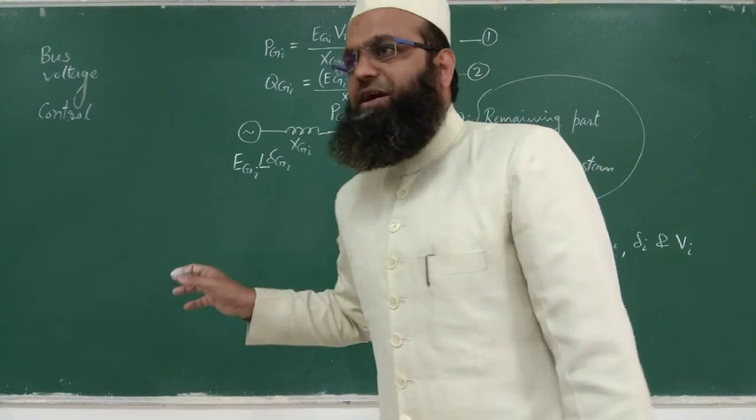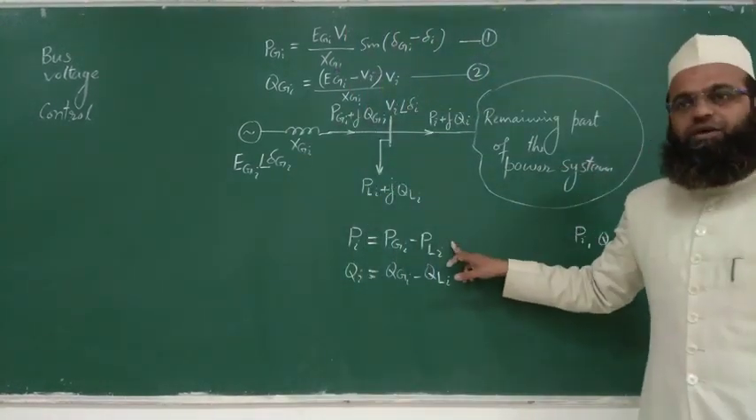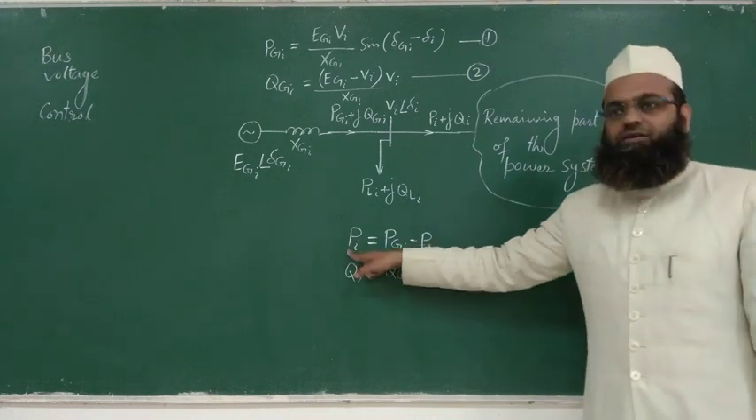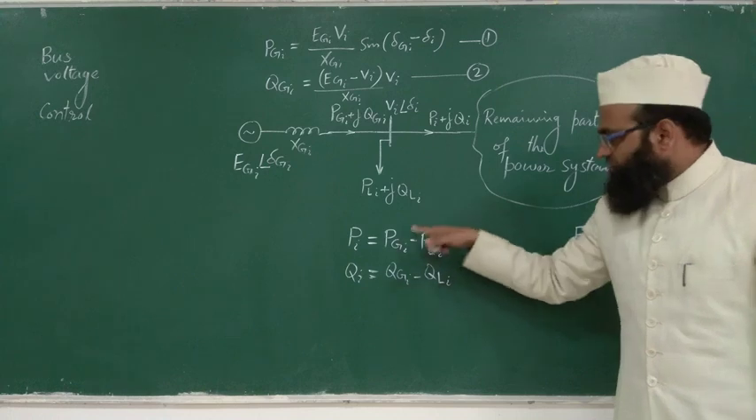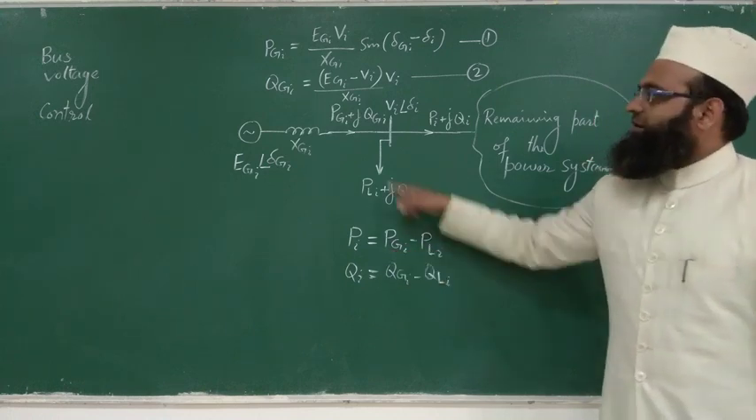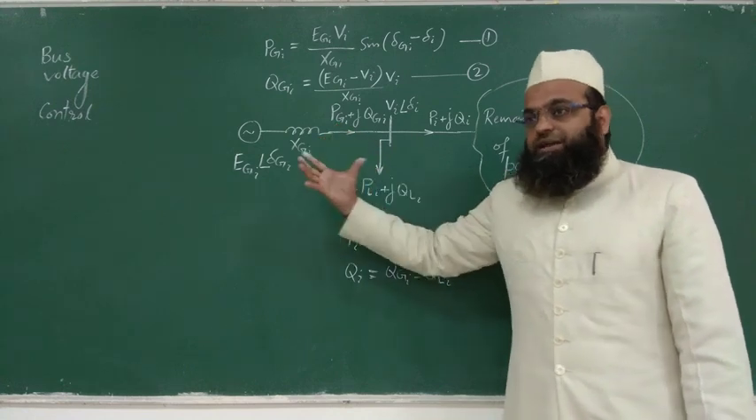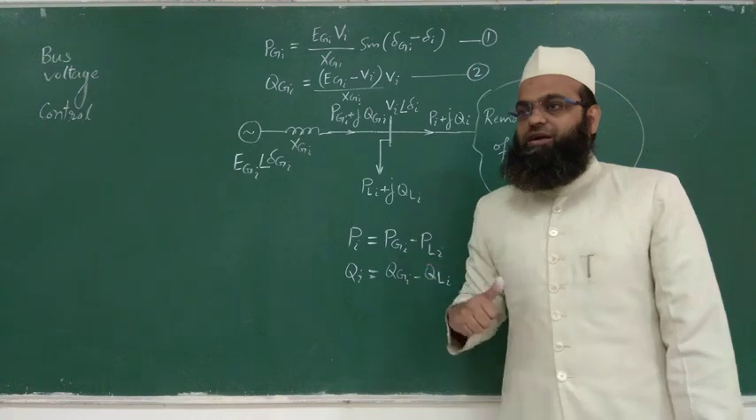You will do load shedding? That is not the solution. You have to fulfill this, so you have to adjust this. In order to get this, finally you need to adjust this. How to adjust this? What is PGI? PGI is the active power supplied by the generator. So how to adjust PGI?